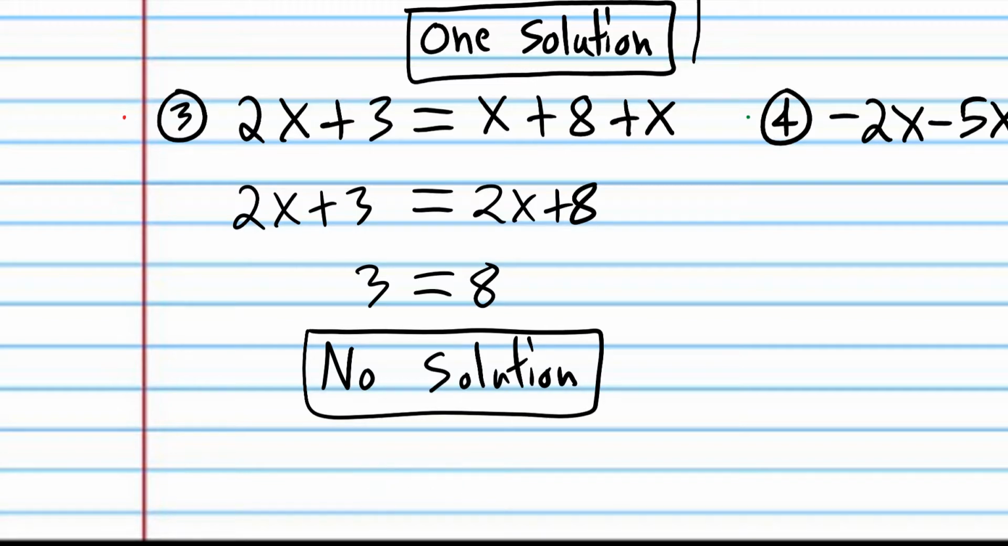Because these two expressions are the same, and these two numbers are not the same, it doesn't matter what x value you plug in, it's not going to work in the equation, so therefore there's no solution. So in other words, when the x's cancel out and you're left with an equation that is not true, that tells you that there's no solution.